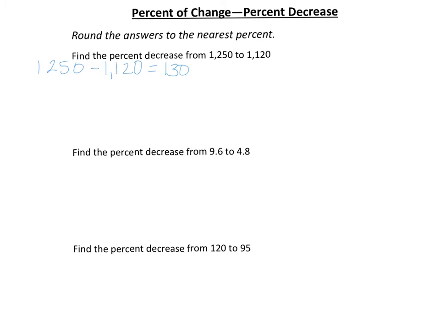For our proportion, we put 130 over our original number of 1,250, and we're looking for the percent out of 100. Cross multiply like we've been doing.